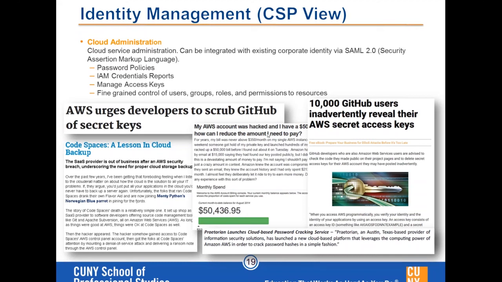What that results in is your small bill from Amazon can explode. As an example, it has gone up to $50,000 if you don't manage those keys very well.